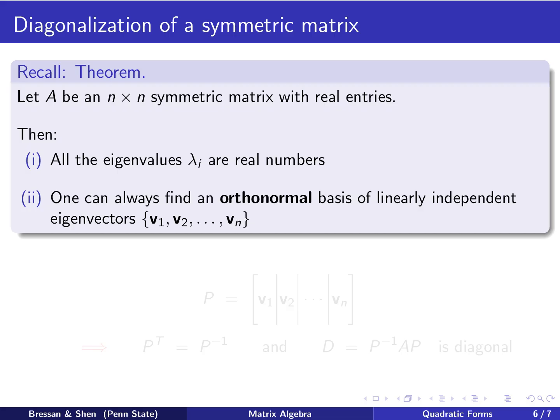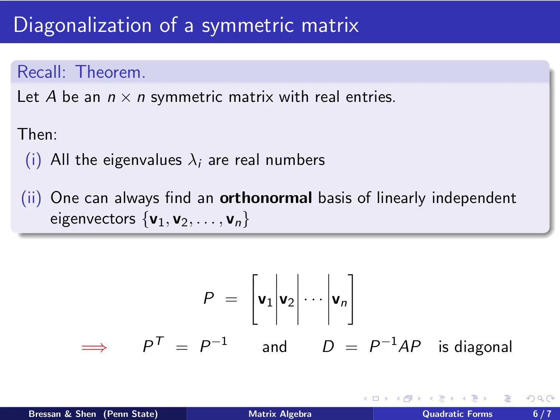So there are many nice properties if one has a symmetric matrix. Let's recall a theorem regarding the diagonalization of a symmetric matrix. We have seen this already in this class. Let A be a square n by n symmetric matrix with real entries. Then, regarding the eigenvalues and the eigenvectors, we have the following. First, all the eigenvalues lambda_i are real numbers. Second, we can always find an orthonormal basis of linearly independent eigenvectors. Let's call them v1, v2 to vn.